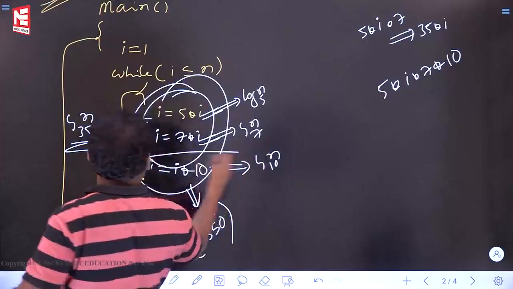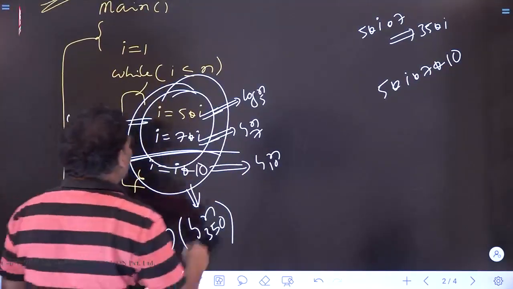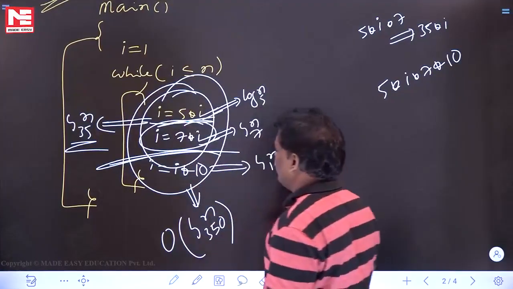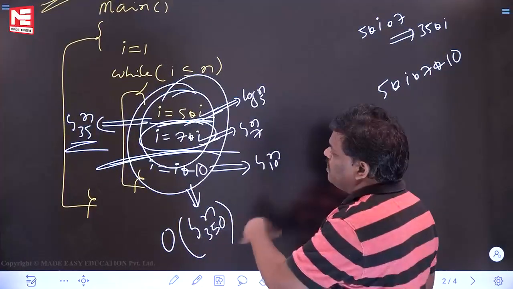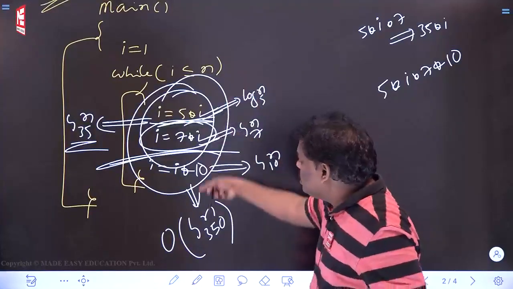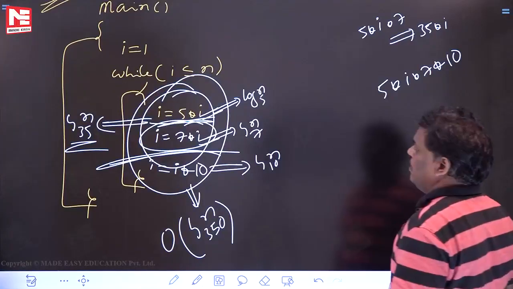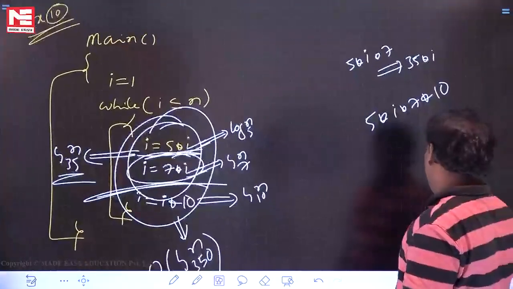Suppose only 2 are there, log n base 35. Suppose only the first one is there, log n base 5. Only the second there, log n base 7, right, like that. This problem is the same as the previous problem. Previously only one was there, now many are there. This is going to be example 10.